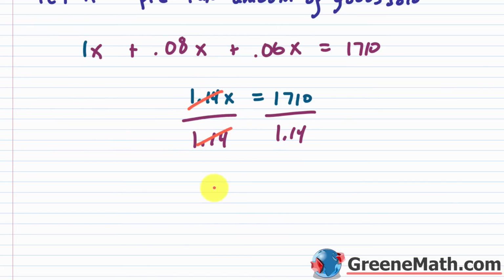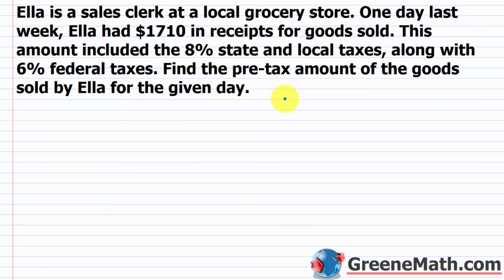And so this would cancel. We have x is equal to, let's punch this into the calculator. So 1,710 divided by 1.14, you're going to get 1,500. So coming back up here, we'll just say it's $1,500. And you can easily check this. If you did 1,500 times 0.08, you would get 120.